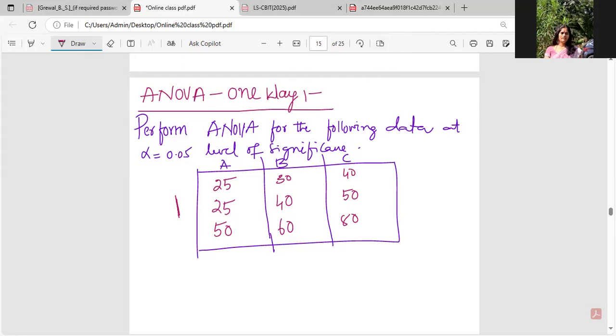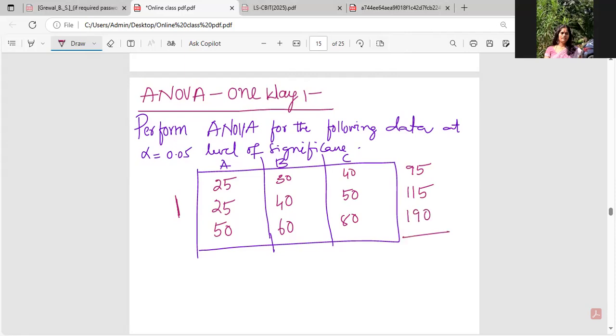Okay, first thing that I'll do is I'll go with the row sum and the column sum. So the row sum comes out here to be 95. And here it would be what? 115. And then here it would be 190. Okay, that would be row sum.